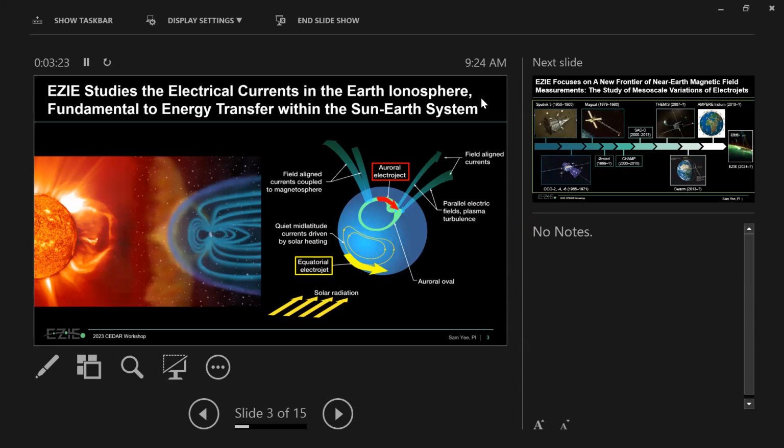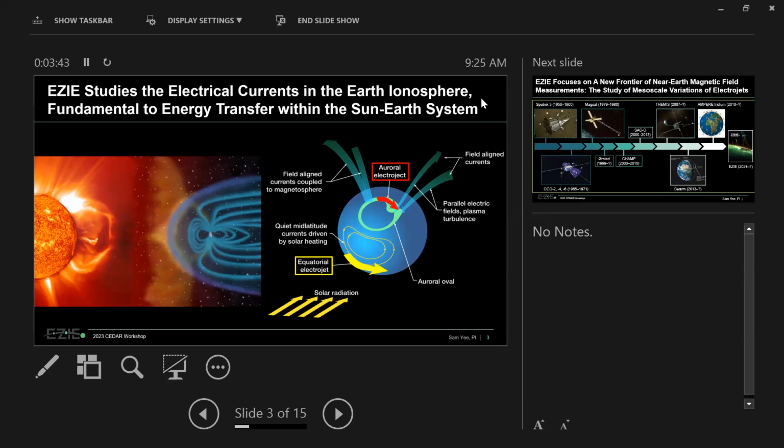The Peterson current system, region 1, region 2 current, drive the Joule heating to the ionosphere. And the current system flowing in the other direction is actually the one that is very intense. That's the one that we are going to focus on. So we're going to measure the electrojet at high latitude.